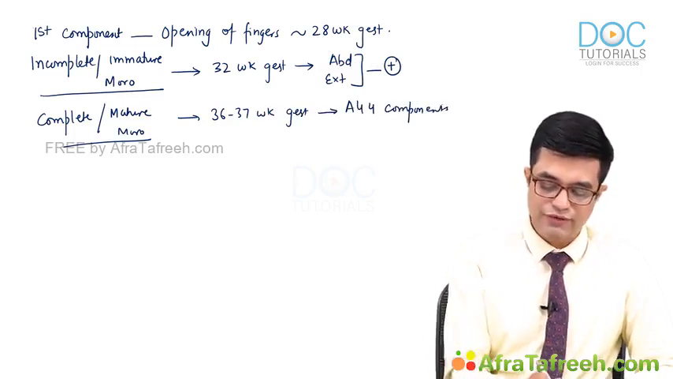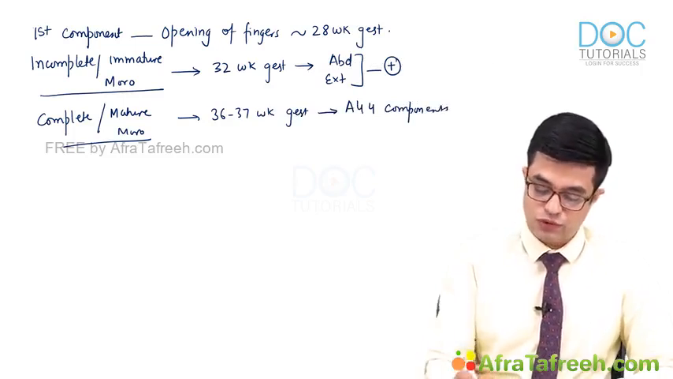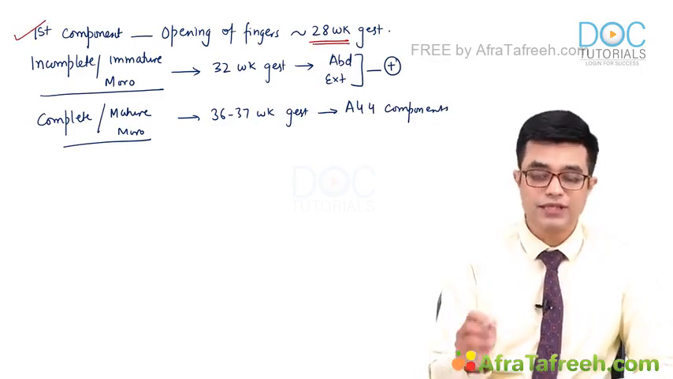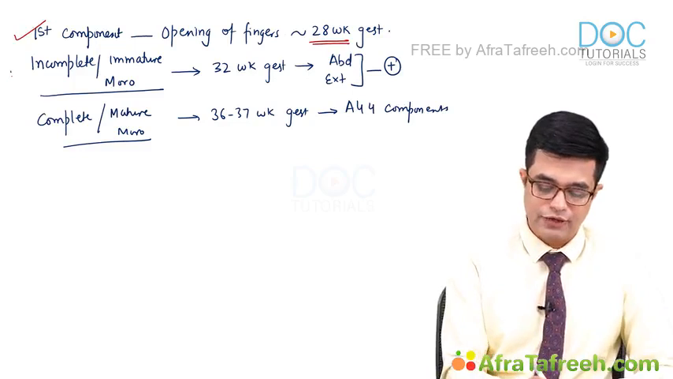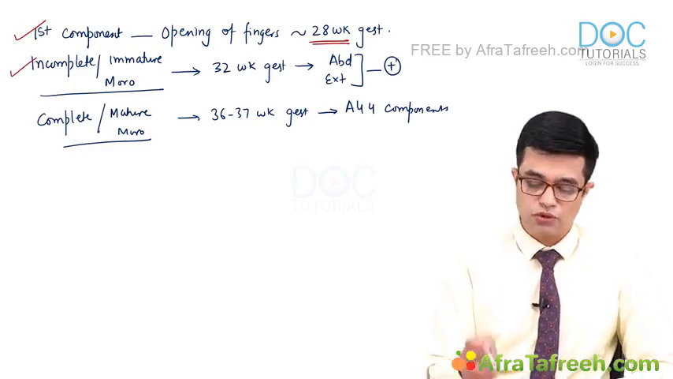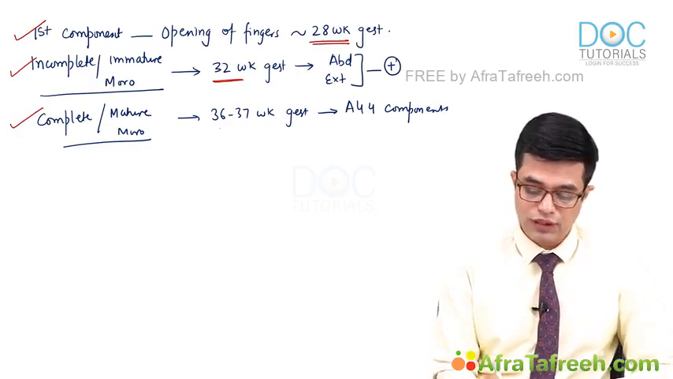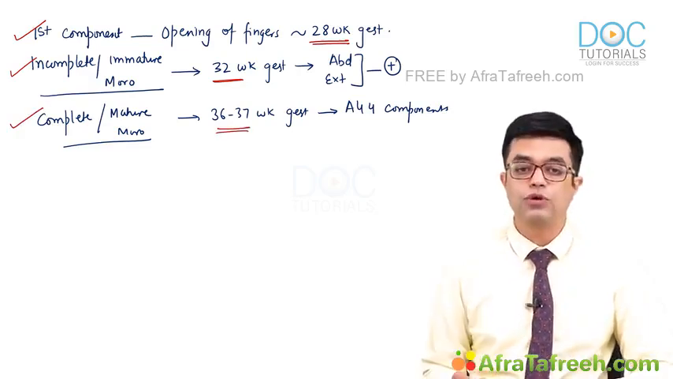So, you should know the difference. If they ask what is the first to appear, it is opening of fingers around 28 weeks. What is incomplete Moro? Only the first 2 components are present, around 32 weeks. And what is complete Moro? At 36 to 37 weeks, all the 4 components are present.